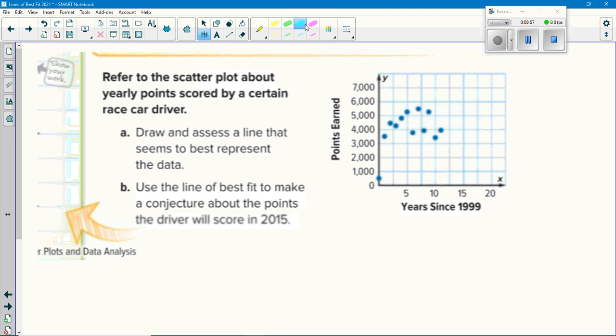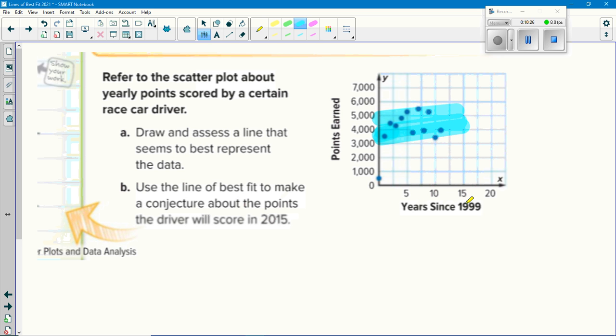So allow me to go back to my highlighter. When I look at this, I'm kind of looking at all of this. Most of the points kind of fall into that, don't they? We can get a little crazy and say, let's go like this. Most of his points, you've got this one lonely one down here, but you could almost consider that an outlier. So we're making a conjecture of what the driver will score in 2015.